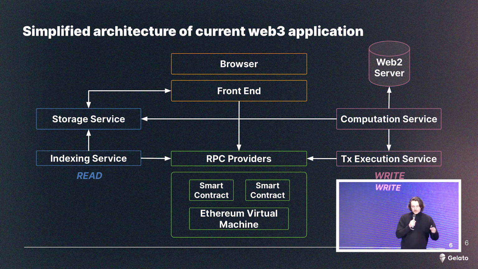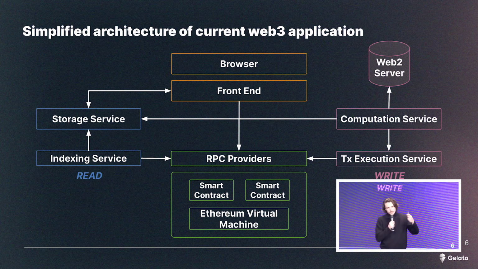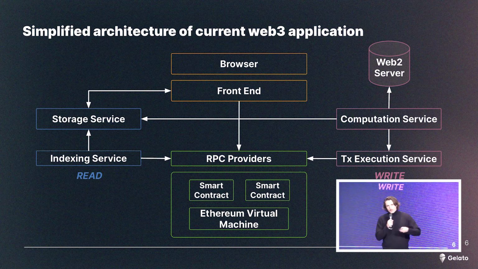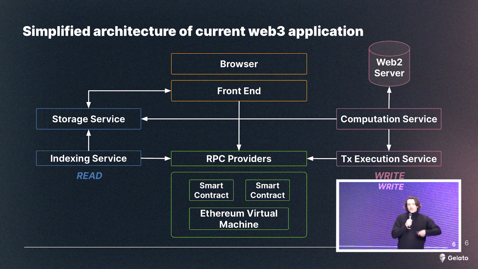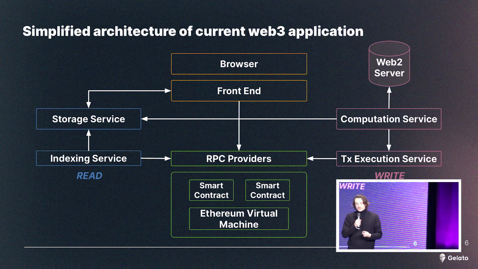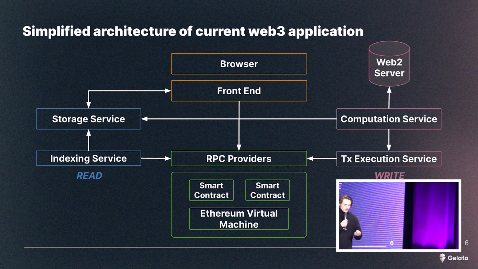You've got the indexing services in the bottom right, which are reading the data from the chain and then storing it somewhere, in a decentralized database, for example, or a centralized database. The indexing service tries to keep up with the events in the state and makes it easy to query historical data. And then you've got the write applications, which are doing computation on that indexed data, maybe enriching that on-chain data with off-chain data, which you can get from Web2 servers, for example, and then executing transactions based on that.